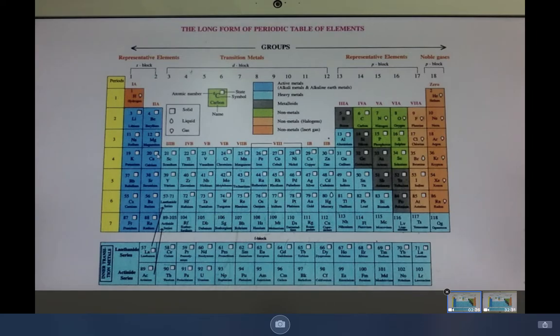And one of the reasons, which you've already studied from the study material provided to you, is that Newland's octaves were found to be true only up till calcium. After that, the elements were not found to be similar to the element on top. And that's where he, in a sense, goofed up his entire table.